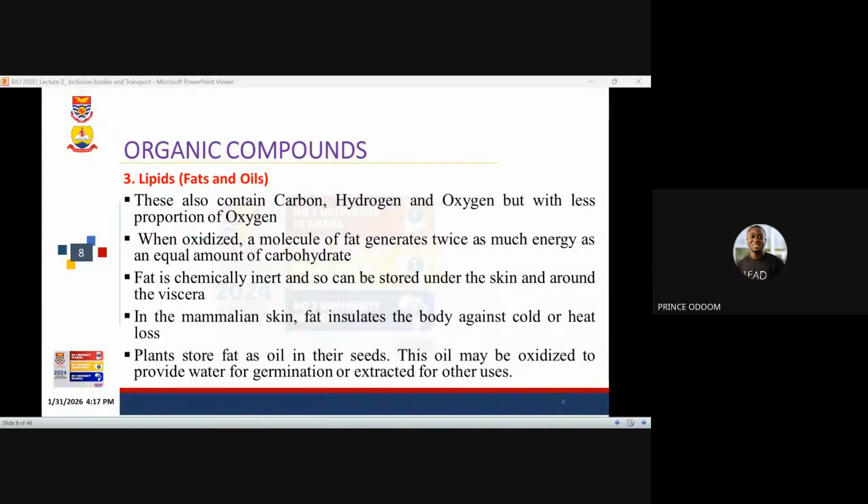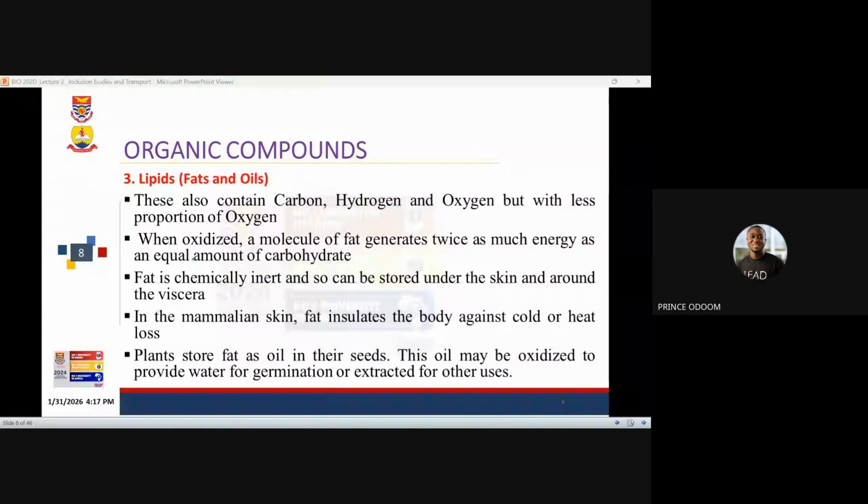So these contain carbon, hydrogen, and oxygen, but with less proportion of what? Oxygen. So you can see that carbohydrates also have carbon, hydrogen, and oxygen. But with fat, there is less proportion of oxygen. It means that the quantum of oxygen molecules that you find in carbohydrate will be more than those that you find in lipids. I believe that is clear.